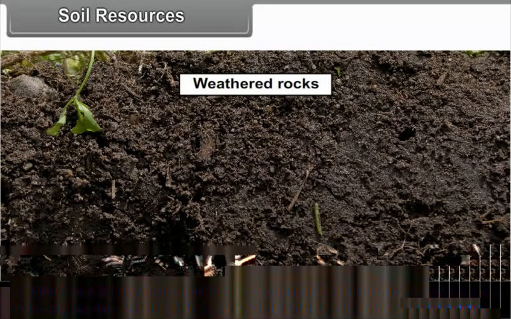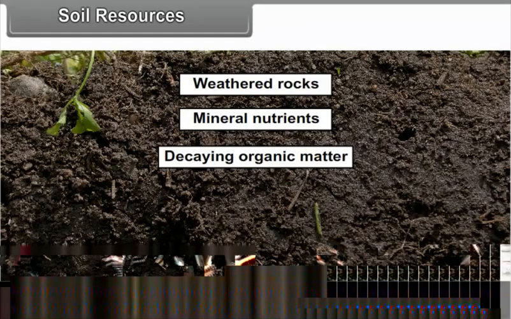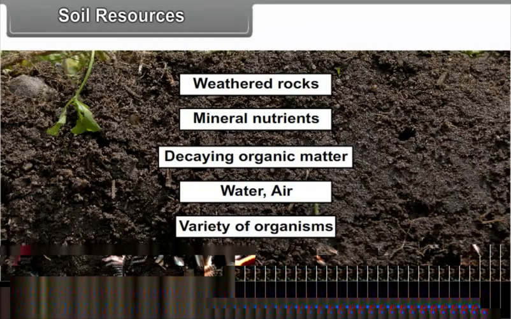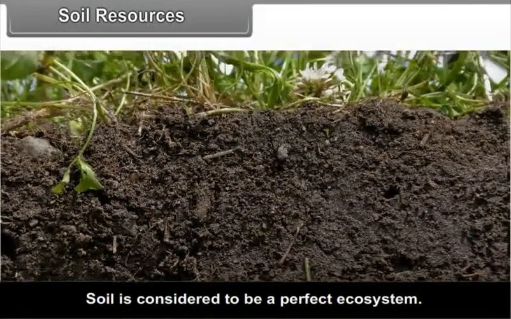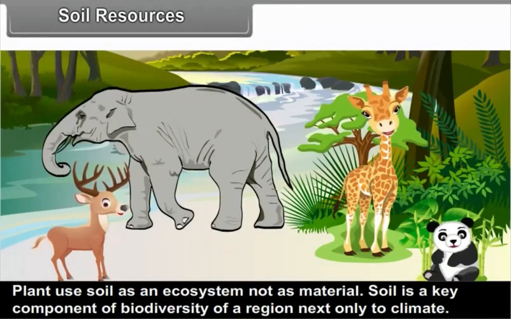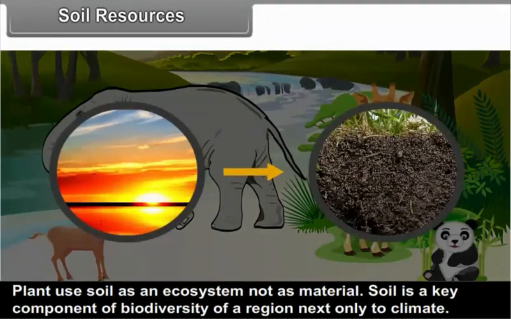Soil resources. Soil is basically a mixture of weathered rocks, mineral nutrients, decaying organic matter, water, air, and a variety of organisms. Soil is considered to be a perfect ecosystem. Plants use soil as an ecosystem, not as material. Soil is a key component of biodiversity of a region, next only to climate.